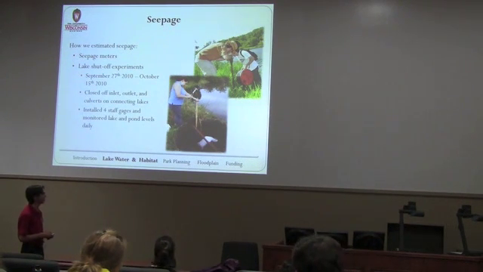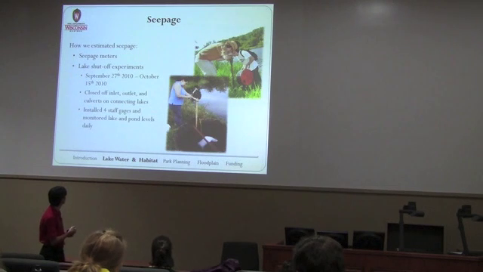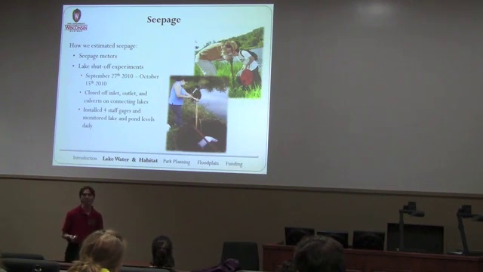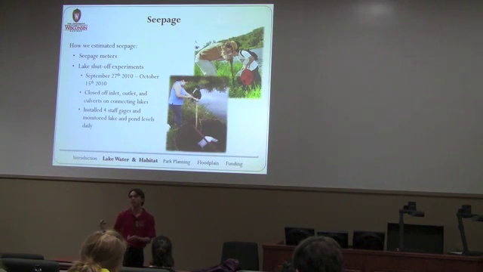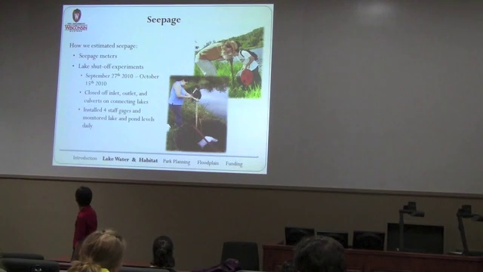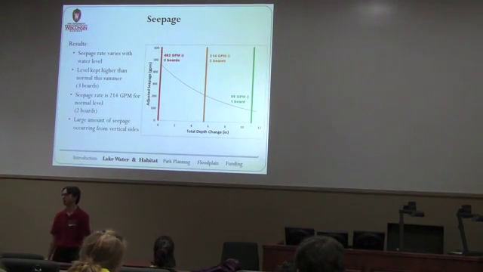In order to measure the water level, we installed 4 staff gauges and monitored the lake and pond levels daily. This required going out to Lake Marion and seeing how much the water level is dropping at each of these gauges every day. And with that data, we were able to estimate the amount of seepage.